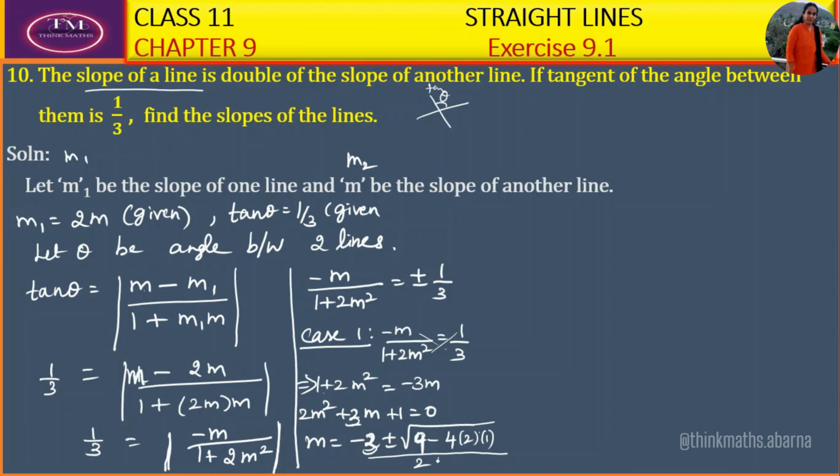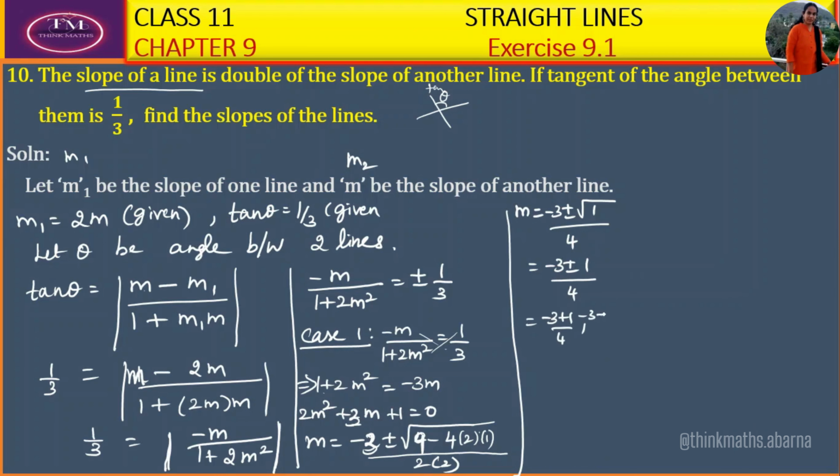So 2 into a is 2. So m is equal to minus 3 plus or minus square root of, this is 9 and this is 8. 4 2s are 8. So 9 minus 8 is 1, divided by 4. So we will get minus 3 plus or minus square root of 1 is 1, divided by 4. So we will get minus 3 plus 1 by 4, comma, minus 3 minus 1 by 4. Minus 3 plus 1 is minus 2 by 4, comma, minus 3 minus 1 is minus 4 by 4. So we will get minus 1 by 2 comma minus 1.